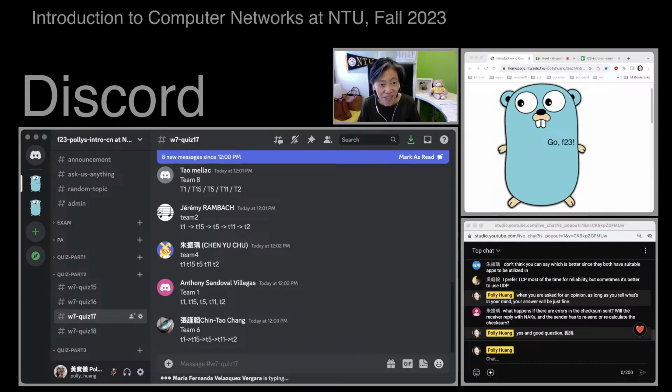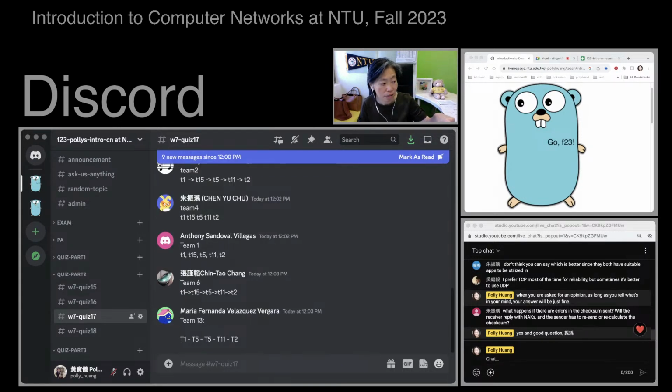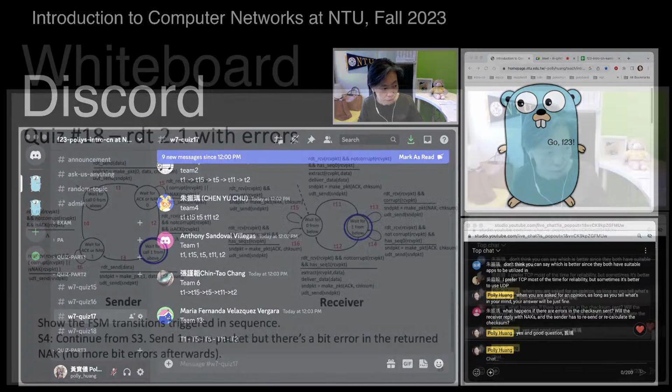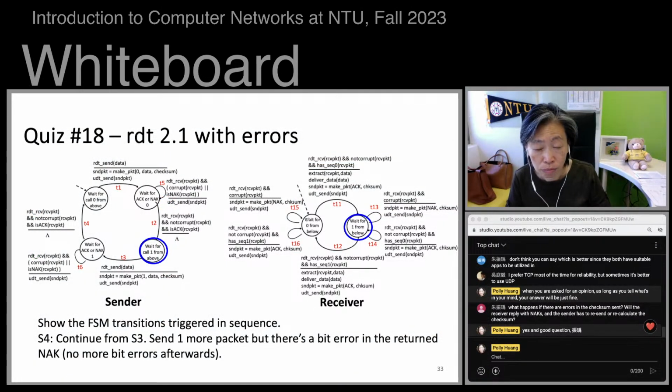Yeah, exactly. So T1 gets a packet from above, and that packet arriving at the receiver is corrupted. Therefore, it triggers this transition, because packet received and it's corrupted. This one says no corrupt, this one says no corrupt. So, generating a NAK and sending it back to the sender. And that NAK is going to trigger this event, T5. As a result, we resend the packet that is corrupted.